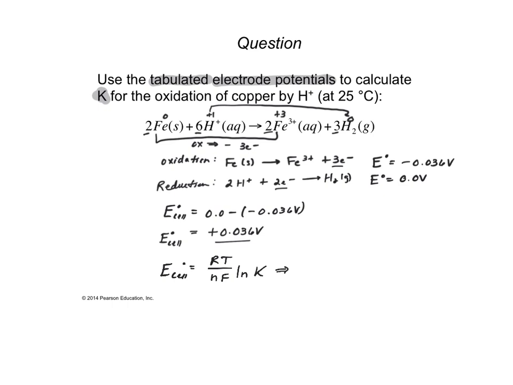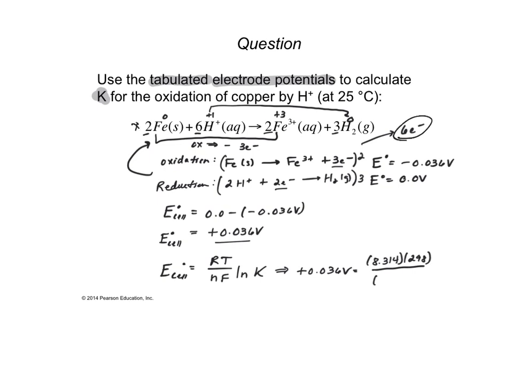So go ahead and plug in our values. We've got a positive 0.036 volts is equal to 8.314 times 298 all over n. Now this is the trick, right? n has been the number of electrons transferred, but again, that's for the overall balanced reaction. So when they balance this, they multiplied this one by 2 and this one by 3 to make the total number of electrons transferred for both processes 6 overall, to add them. So n here is 6. It's for the balanced overall redox process, and it has to take into account the balancing of the charge. Okay, so this is 6 electrons.